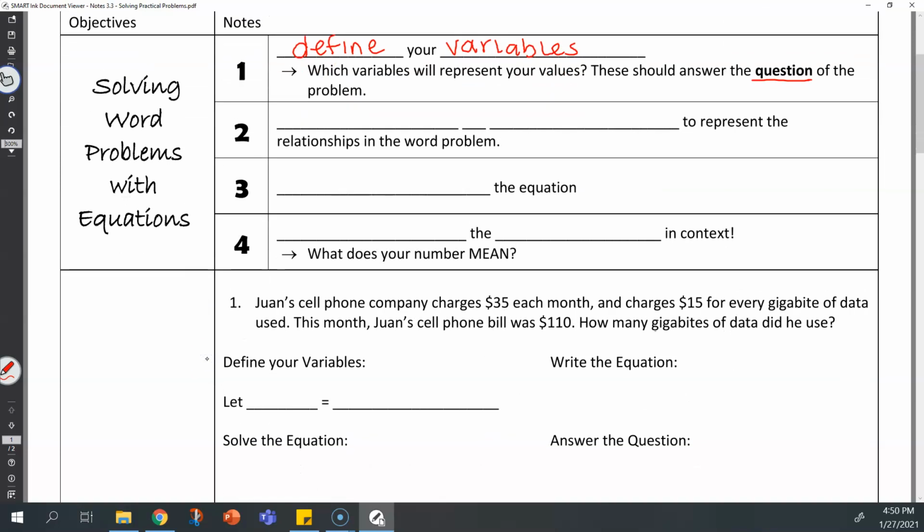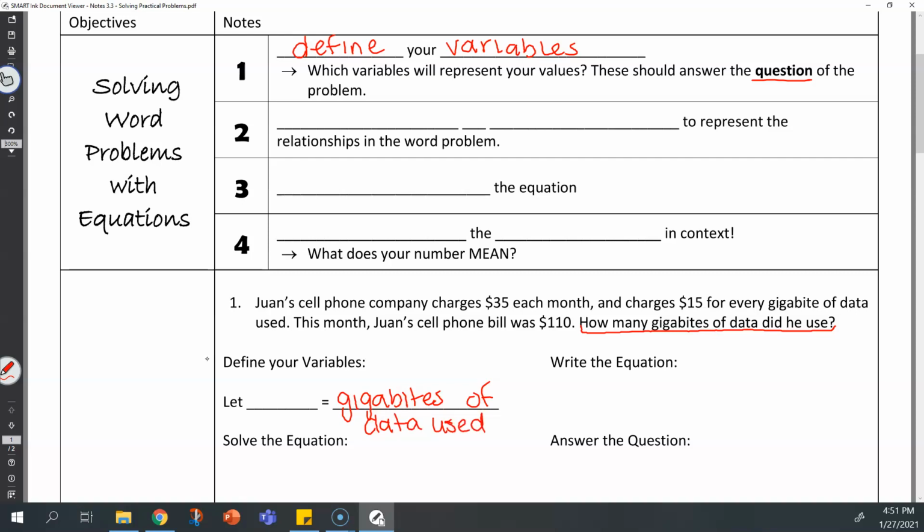One cell phone company charges $35 each month and charges $15 for every gigabyte of data that he uses. This month, one cell phone bill was $110. How many gigabytes of data did he use? So when I'm defining my variables, I really want to focus on the part of the word problem where the actual question is. The question is, how many gigabytes of data? Meaning my variable should answer that question. It should be the number of gigabytes of data that he used.